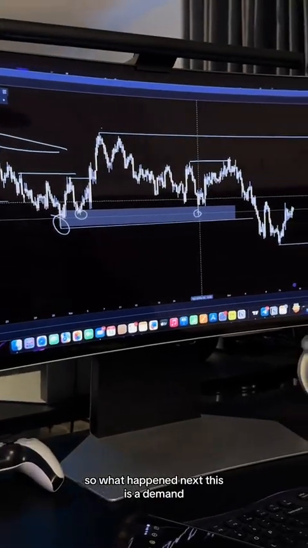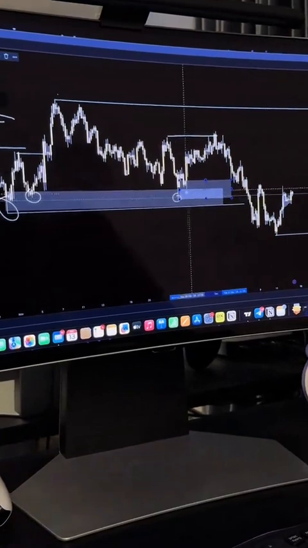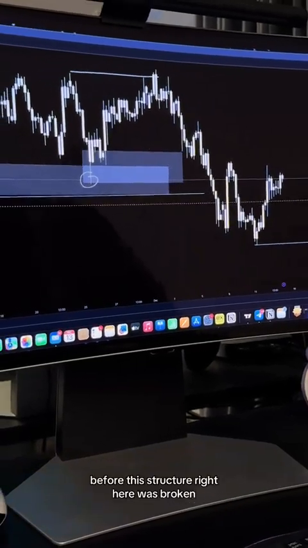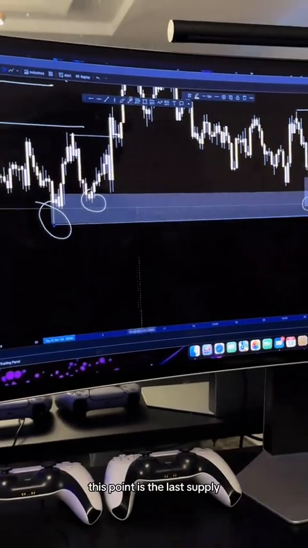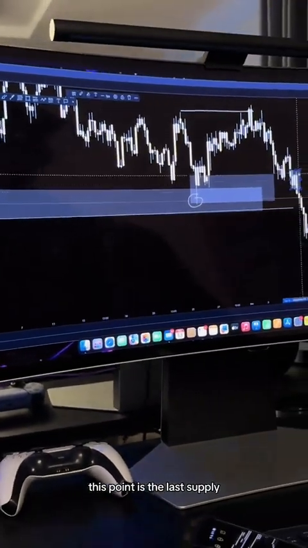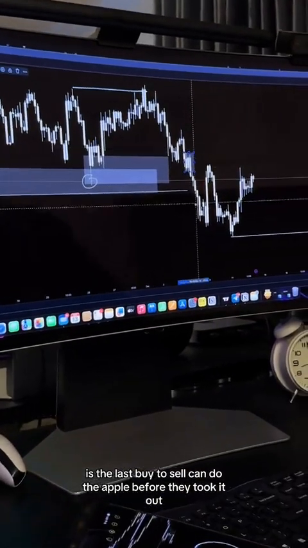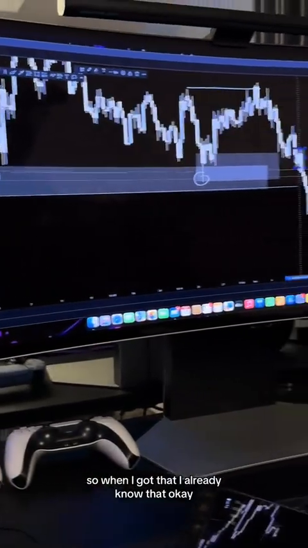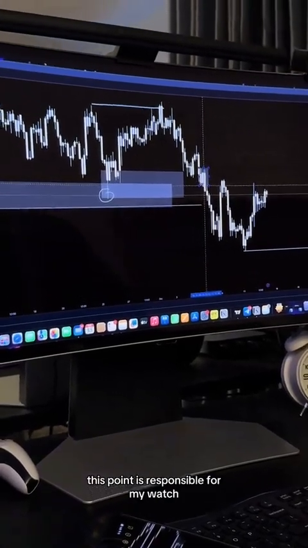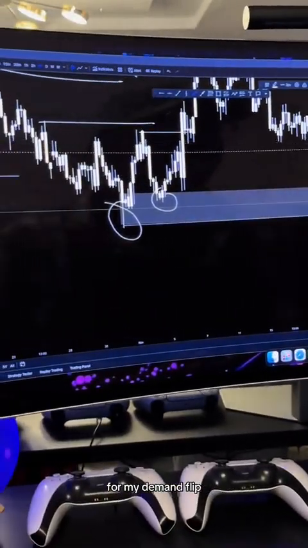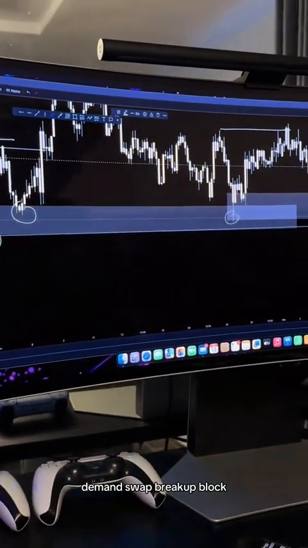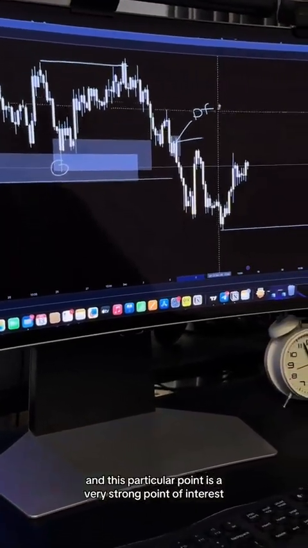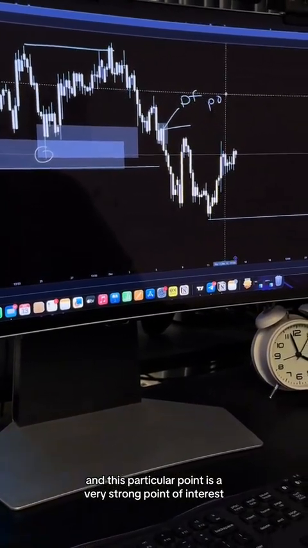So what happened next? This is a demand. So this being a demand, what are we going to do? Before this structure right here was broken, this point is the last supply. It is the last buy to sell candle that happened before they took it out. So when I got that, I already know that, okay, this point is responsible for my what? For my demand flip, demand swap, breaker block, whatever you want to call it. And this particular point is a very strong point of interest.